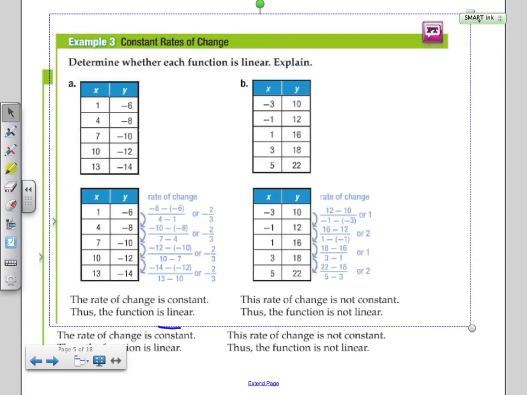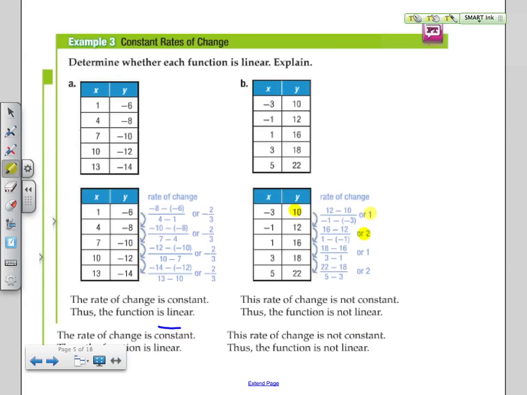Okay. If you look at our x and y values over here on this table, you'll see that the rate of change varies. Between 10 and 12, it's 1. And between 12 and 16, it's 2. And then it goes back to 16 and 8, it's 1. And then it's back to 2. So this is not a linear function because the rate of change is not consistent.